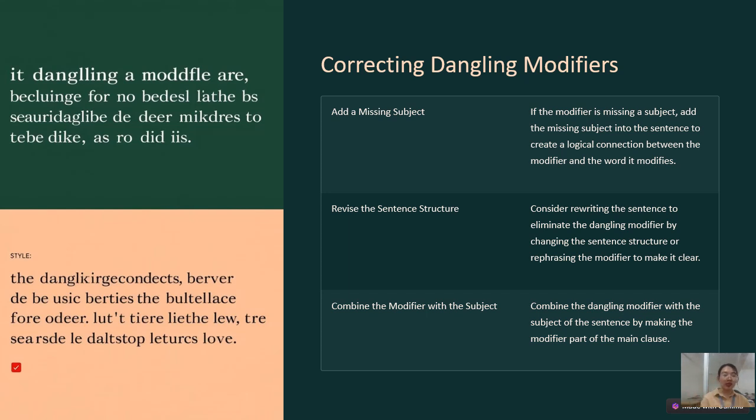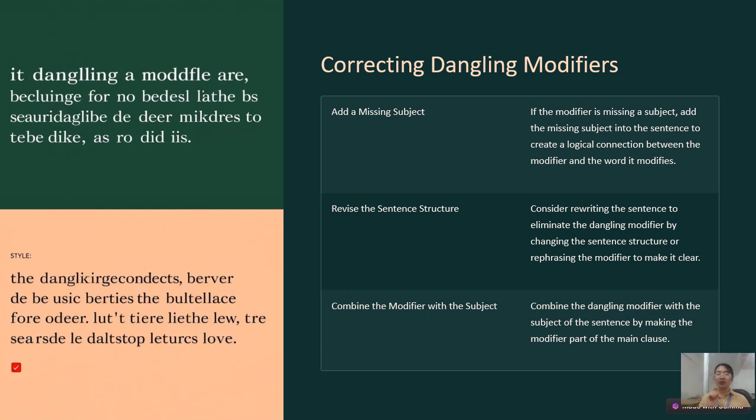No? So here we have add a missing subject. So if the modifier is missing a subject, we need to add the missing subject into the sentence in order to create a logical connection between the modifier and the word it modifies.